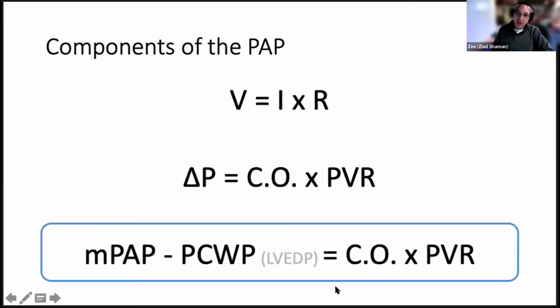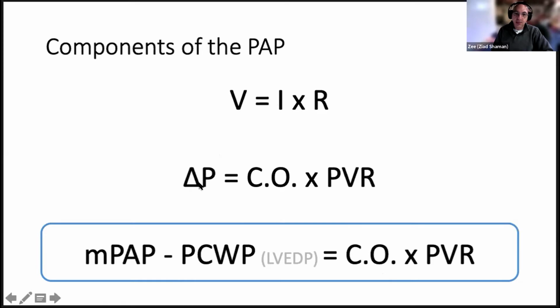The first equation we're going to talk about here is what I said. If a person exercises, then they're going to increase their pulmonary artery pressure, and they do this because of this equation. So V equals IR is what you learned about voltage, current, and resistance in electricity circuits. If you change this to fluid dynamics, you have delta P, which is the voltage here. The current is the cardiac output, and resistance is the pulmonary vascular resistance.